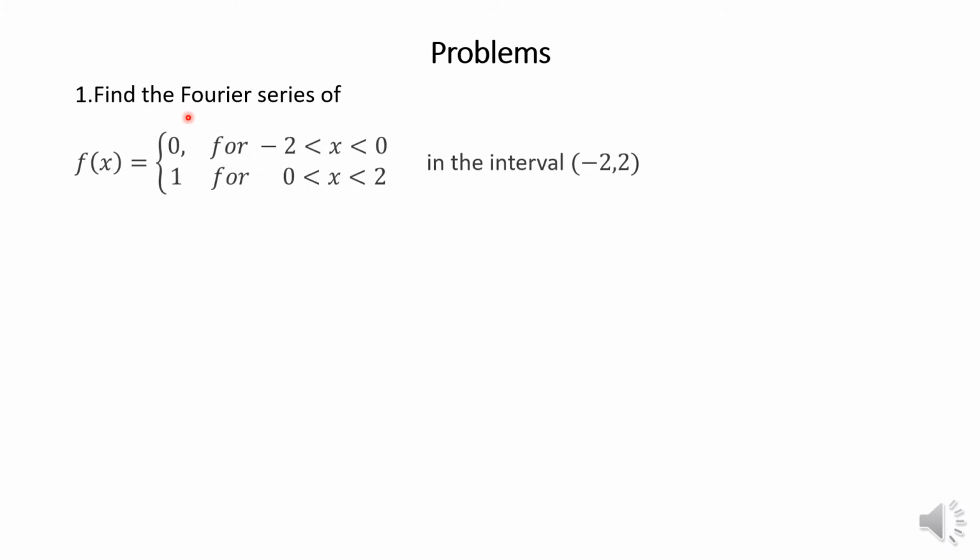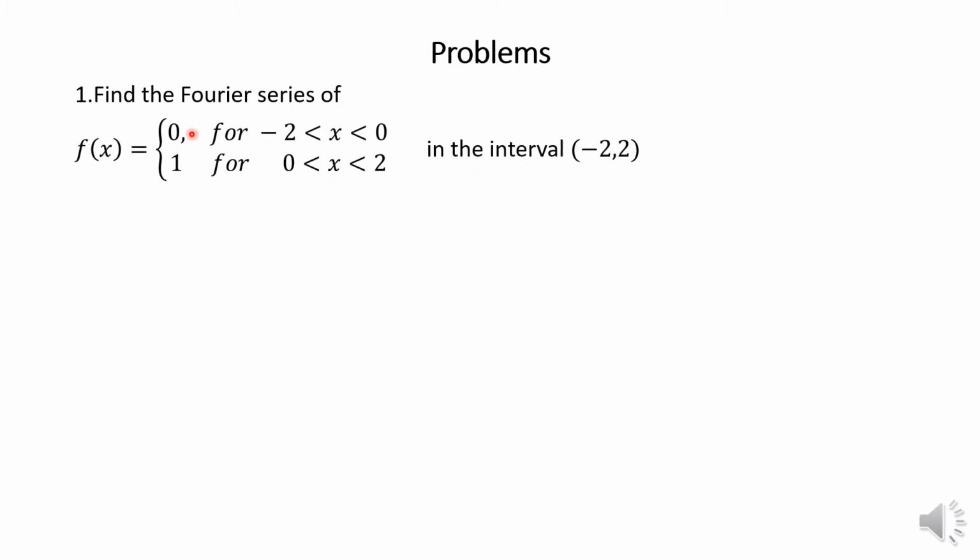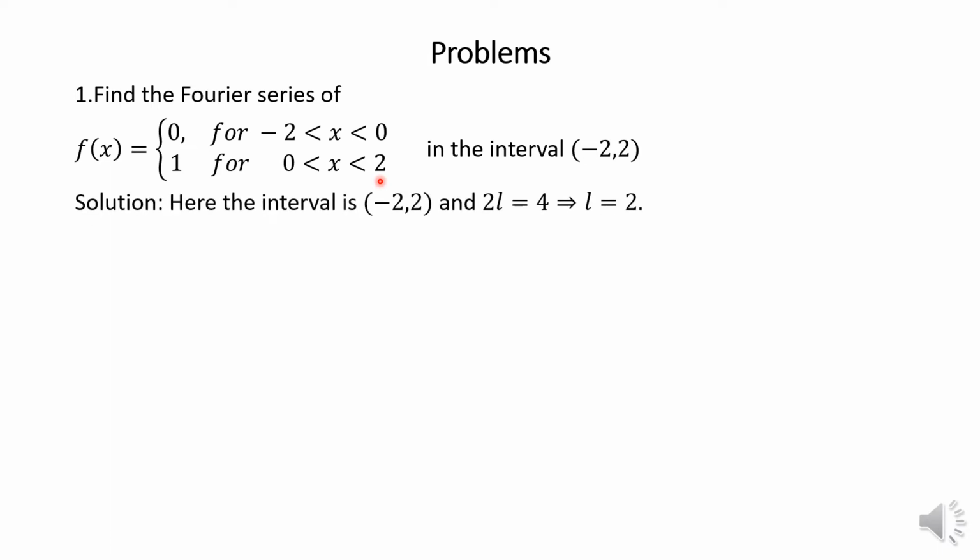Problems on Fourier series. First problem, find the Fourier series of the function f of x, which is defined in the interval minus 2 to plus 2, and the function is defined to be 0 when x lies between minus 2 to 0, and the function is defined to be 1 when x lies between 0 to 2. If the function is defined like this, then we have to find the Fourier series expansion of this given function. Solution goes like this.